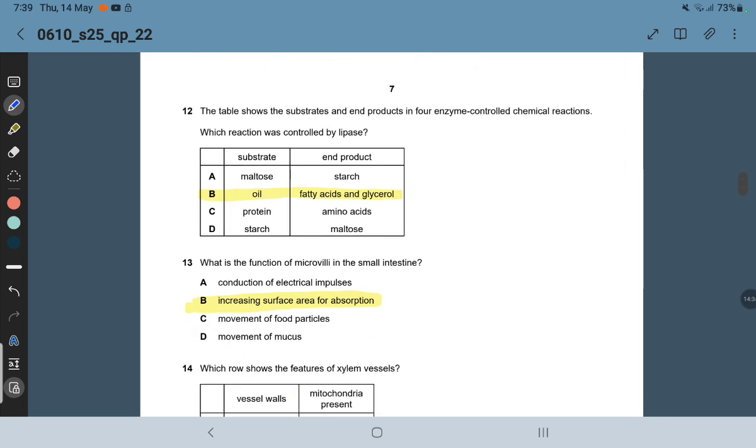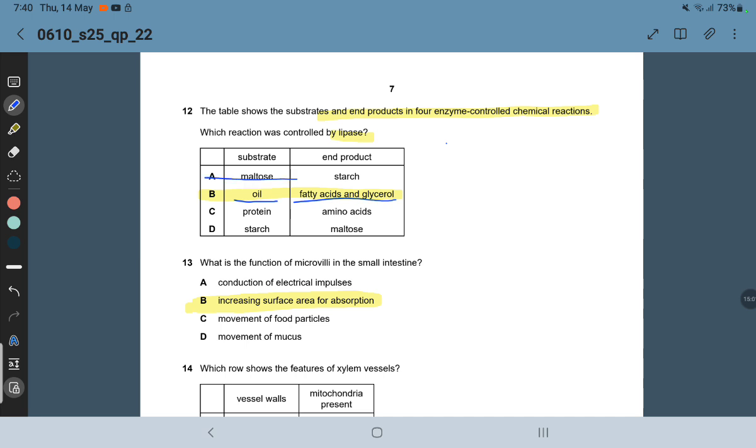12. The table shows the substrate and the products for this enzyme-controlled action. What action is controlled by lipase? As we know, lipase, coming from the name, means lipids. It's very simple, and the answer will be letter B, because it breaks down the oil, and oil is a lipid, into fatty acid and glycerol.